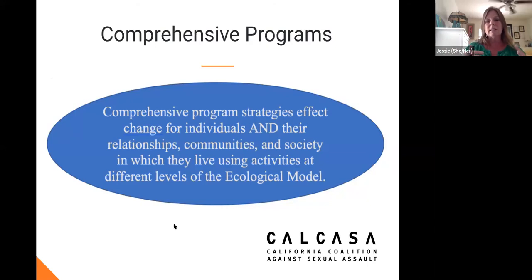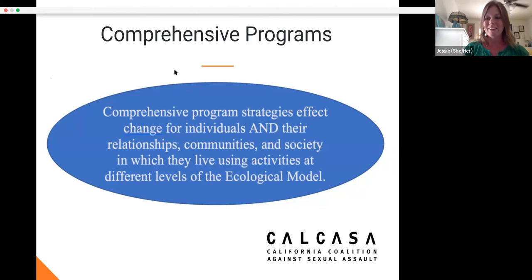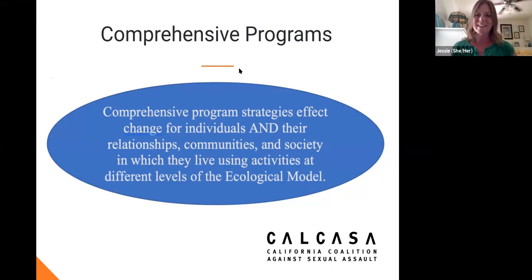So we use a model called the social ecological model, or the ecological model, or the socio-ecological model, or the SEM. You see all these names for it. Can you go to the next slide, Sarah?